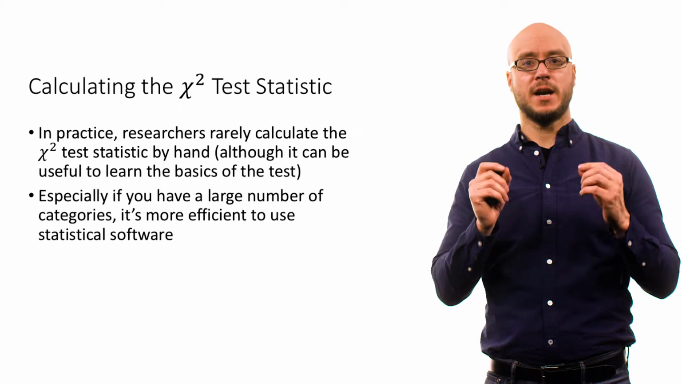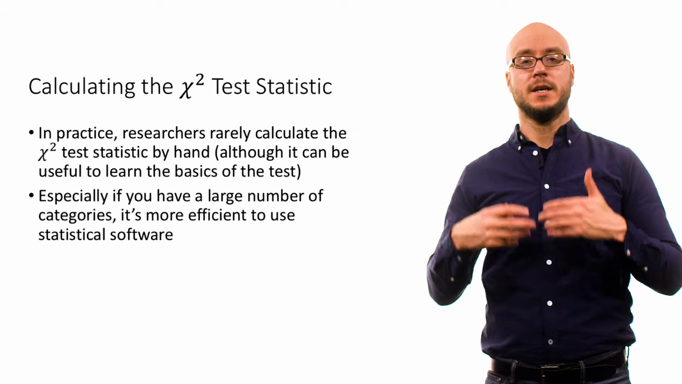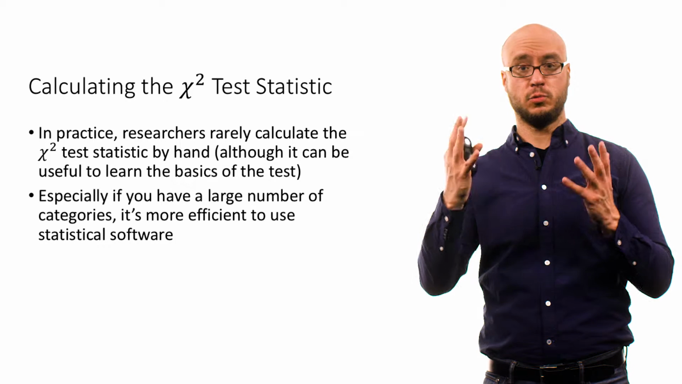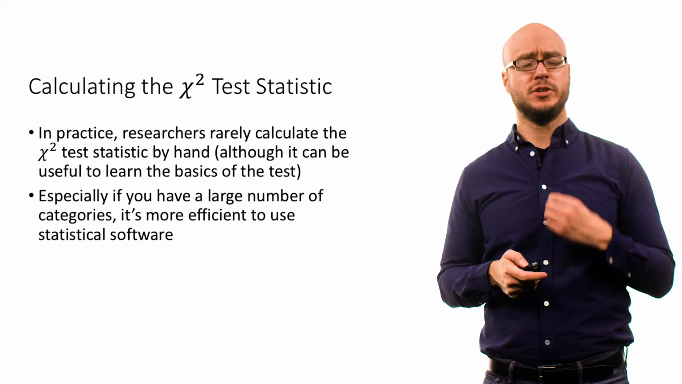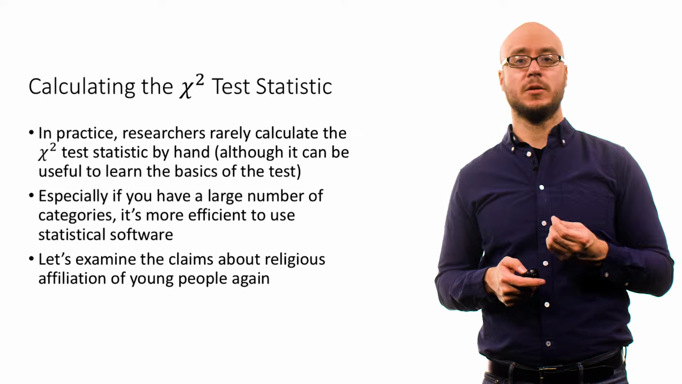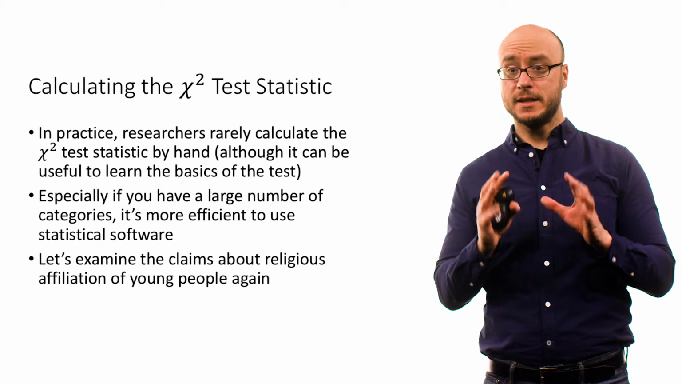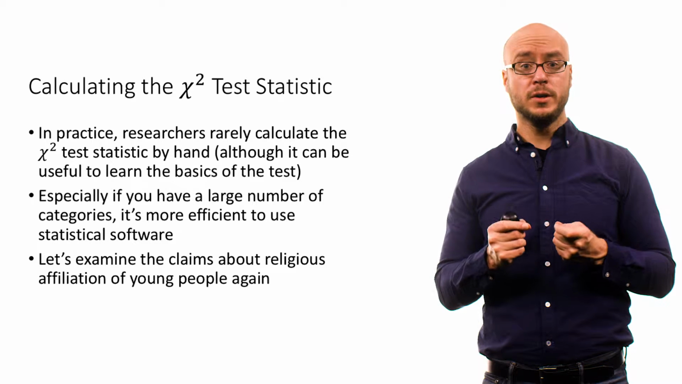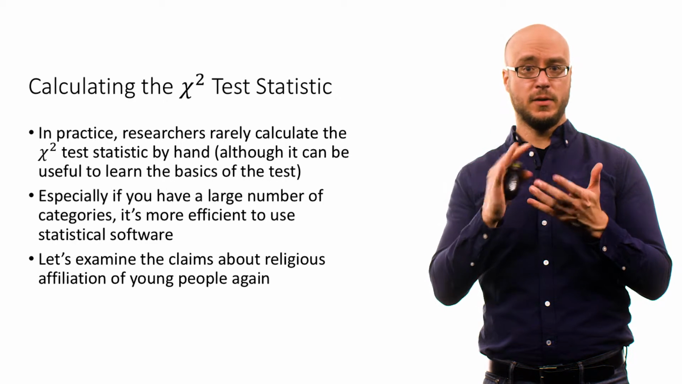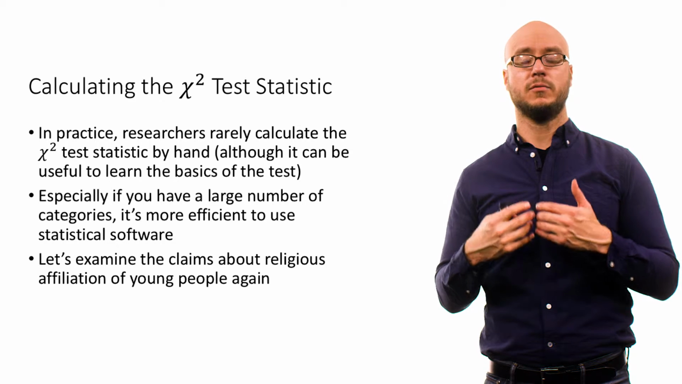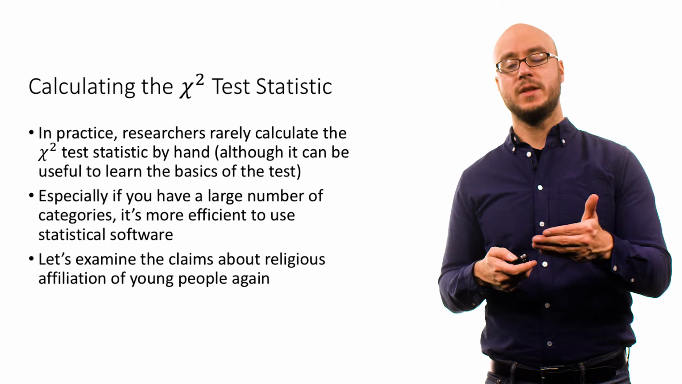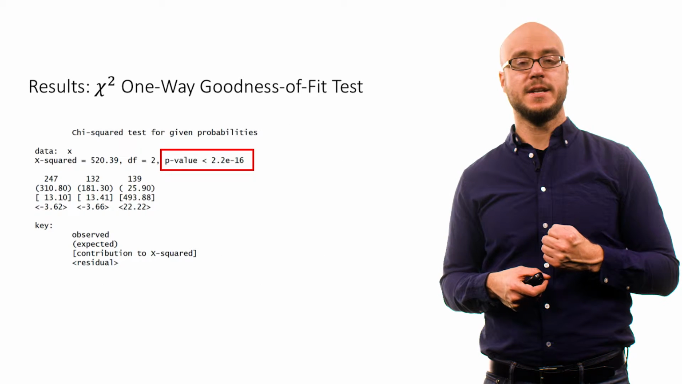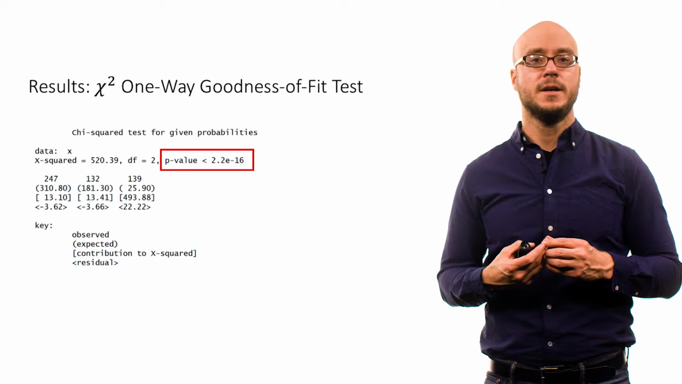But once you understand the chi-square one-way goodness of fit test, especially if you have a large number of categories, if k is 4, 5, or 20, it's really much more efficient to use statistical software, and that's really the standard. Most people use statistical software, but they still understand the mechanics of the chi-square test statistic. So let's look at the statistical output for this idea of comparing the claimed distribution of religious affiliation among young people with the actual observed counts.